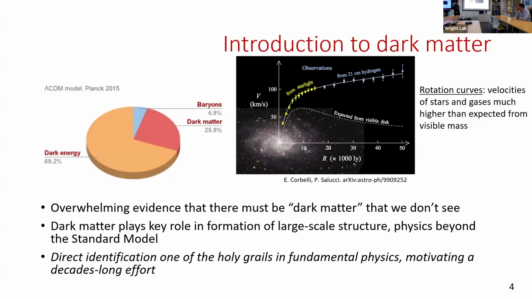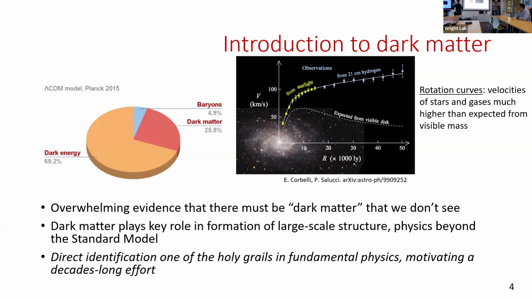So to introduce dark matter, over the past century or so now, an overwhelming amount of evidence, astrophysical and cosmological, has come to light that there must be this dark matter that we don't see. We've got evidence from the CMB, as well as from galaxy rotation curves. Basically, the velocities of stars and gases are much higher than what could be explained with the luminous mass, so there must be some other mass out there.